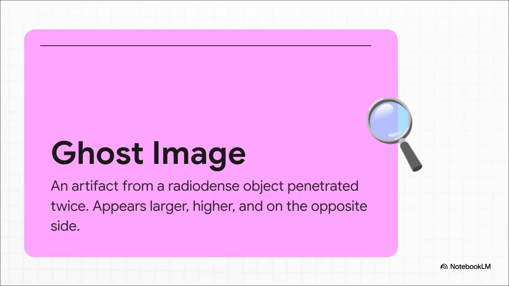One last thing to watch out for is called a ghost image. This isn't real anatomy, it's an artifact. Because the machine rotates around the patient's head, if they have on a dense object like an earring, the beam hits it twice. The result is a ghost of that earring that appears bigger, higher up, and on the opposite side of the actual object.